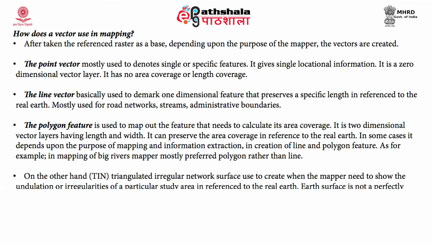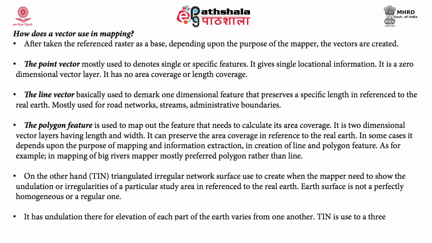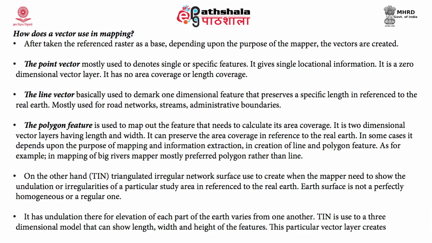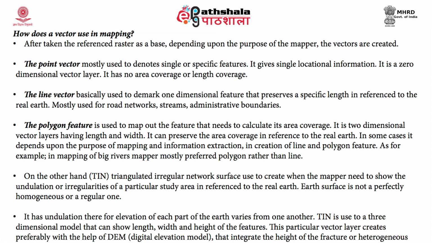On the other hand, the triangulated irregular network, TIN, is used when the mapper needs to show the undulation or irregularities of a particular study area in reference to the real earth. Earth's surface is not perfectly homogeneous or regular. It has undulation, therefore the elevation of each part of the earth varies from one another. TIN is used to create a three-dimensional model that can show length, width and height of the features.